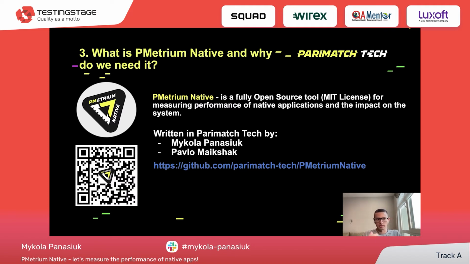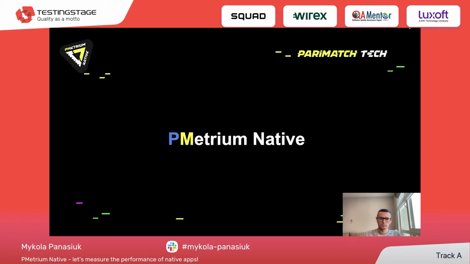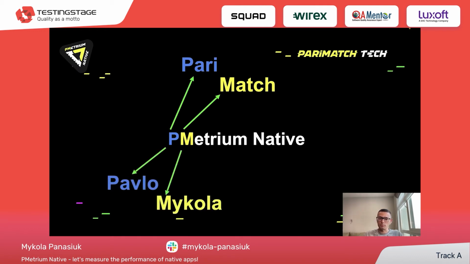Later I will share this QR code once again. So, continuing, before we go into details, I would like you to understand what PMetrium Native is and what it means. For the first letters, PM, some of you might think about Parimatch, and they will more or less be right. But the original idea was the first letters of our names, Pavlo and Mykola accordingly. And I guess you understand why.